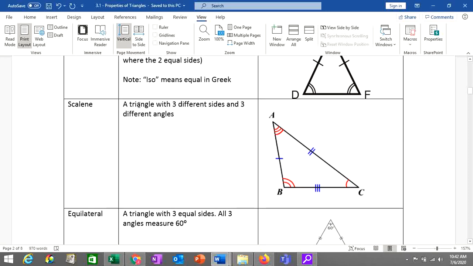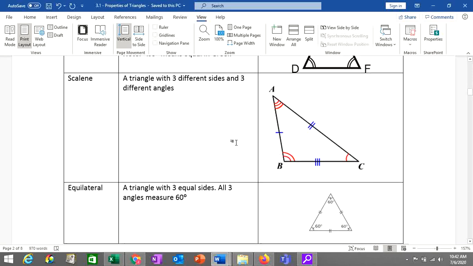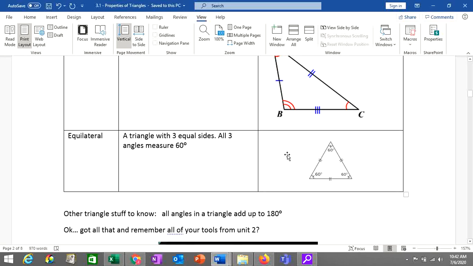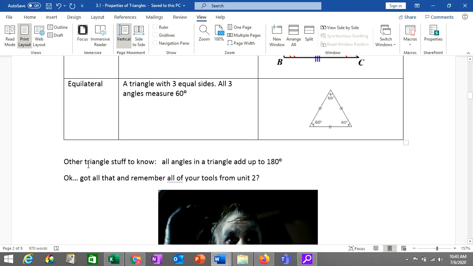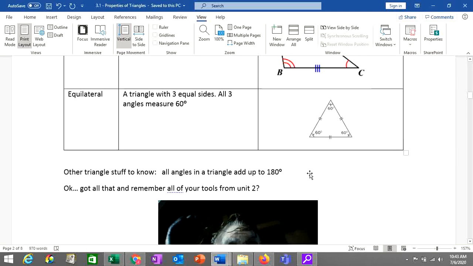We can talk about a scalene triangle, which has sides of 3 different lengths and will have 3 different angles. And we can talk about equilateral triangles, where all 3 sides are the same length. All 3 angles will be the same. And since all angles in a triangle must add up to 180 degrees, if all these angles are the same, then they will be 180 divided by 3, or in other words, 60 degrees. Okay, so that's another thing to remember, right? All angles in a triangle add up to 180 degrees.